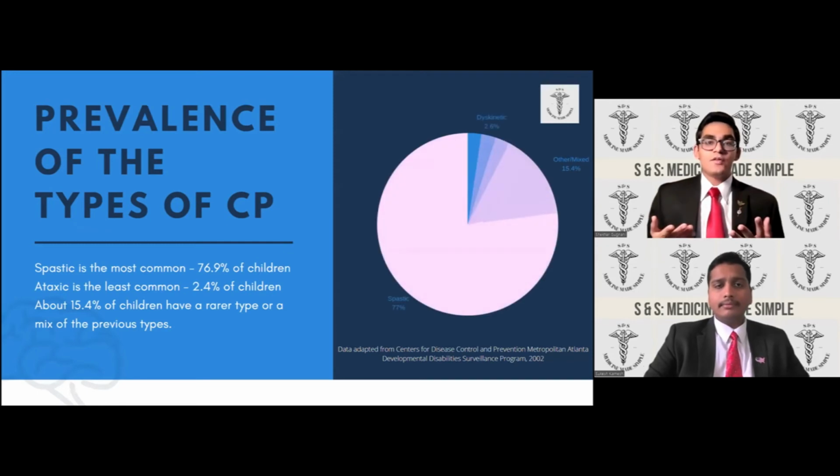So speaking along those mixes, when we look at the numbers presented here, we see that spastic cerebral palsy is the most common type of condition. That's the one where it causes a large amount of paralysis, affecting 76.9% of children that are diagnosed with CP. But we also see that ataxic CP is the least common, and this is the one where people have trouble with balance or coordination. And about 15.4% of children with CP have either a rarer type or they have a mix of the previous types, like Sukesh mentioned, simply with the spastic dyskinetic CP.